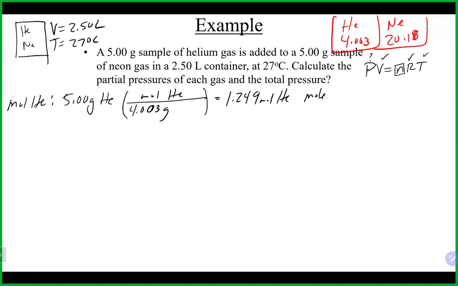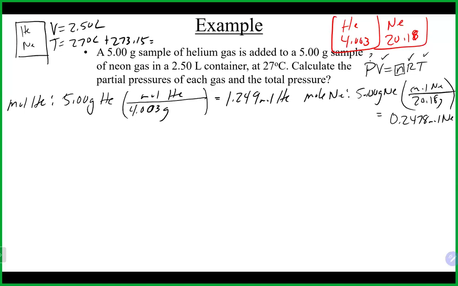We're going to do basically the same thing for neon. So our moles of neon are going to be our 5 grams, times the molar mass from the periodic table, 20.18 grams per mole of neon. That's going to get us 5 divided by 20.18, which is 0.2478 moles of neon. Remember, we just got to watch a couple things here, like temperature. We add 273.15 to convert into Kelvin so everything works out correctly, and that's 300.15.